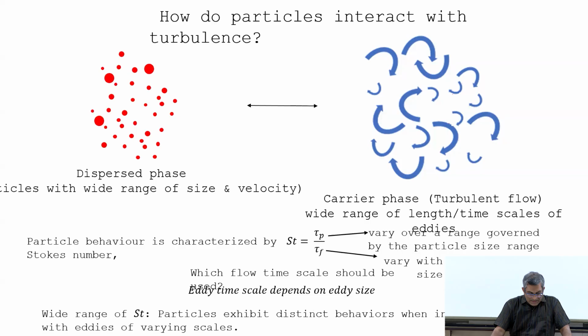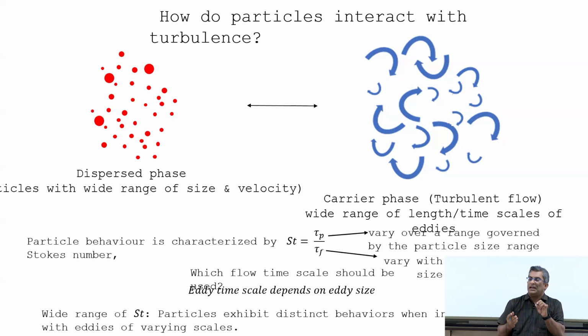So this means that we have a wide range of Stokes numbers. Now what does that mean? Even if you consider a particle of a given size, the Stokes number is different based on whether it is interacting with a large eddy or a small eddy.